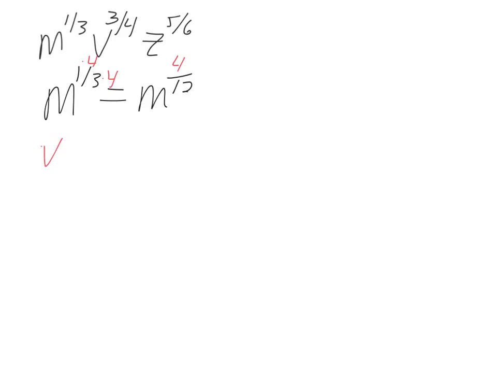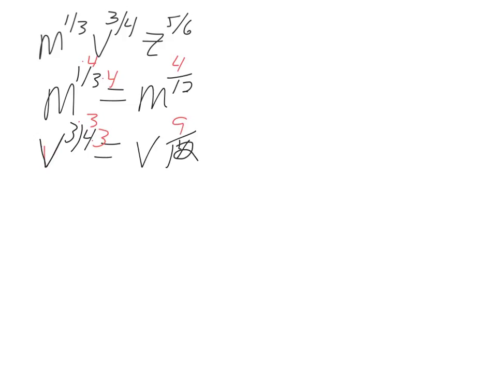And for v, v to the 3/4, and our common denominator is going to be 12. So what did I multiply the denominator by to get 12? 3, so I have to multiply the top by 3, so that'd be 9.